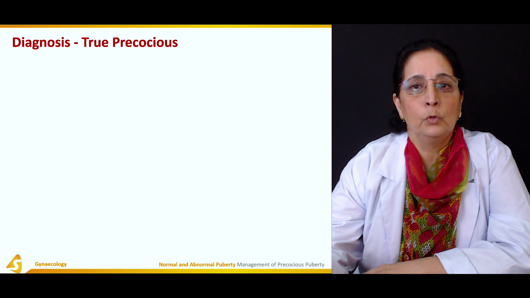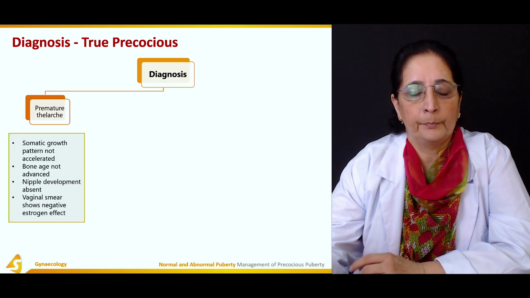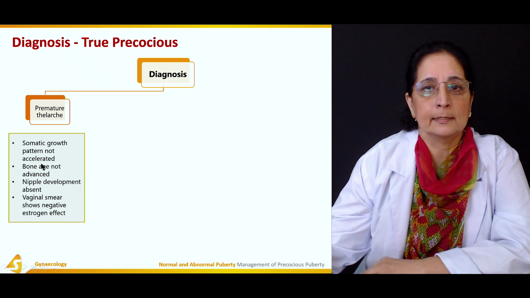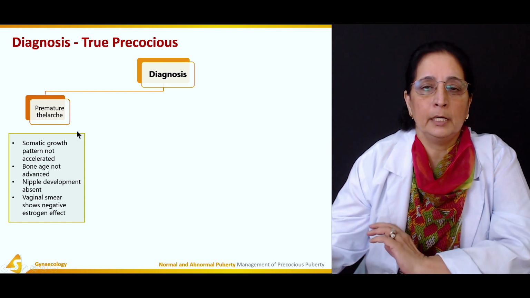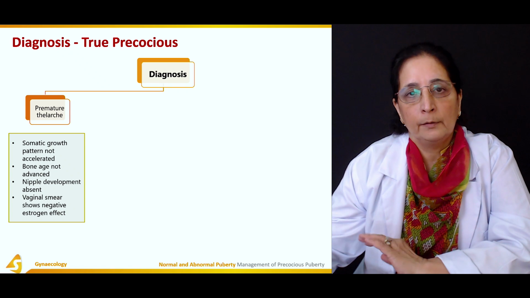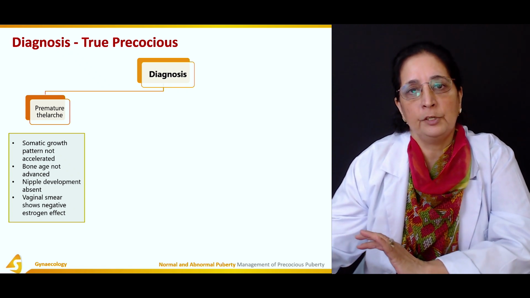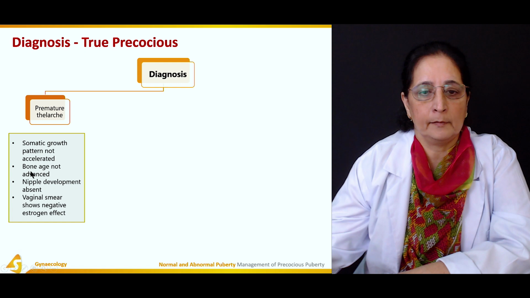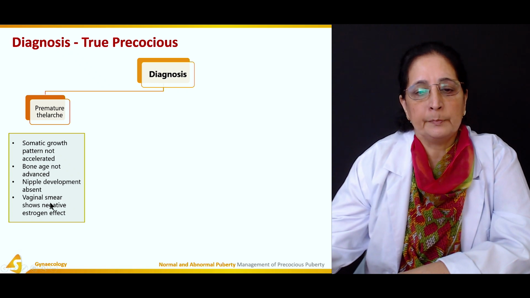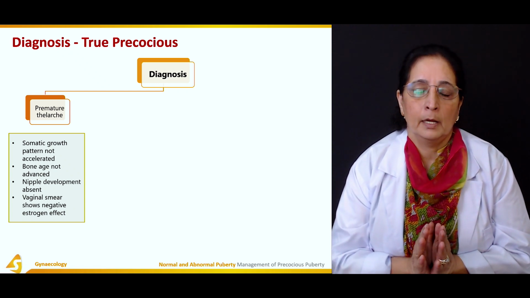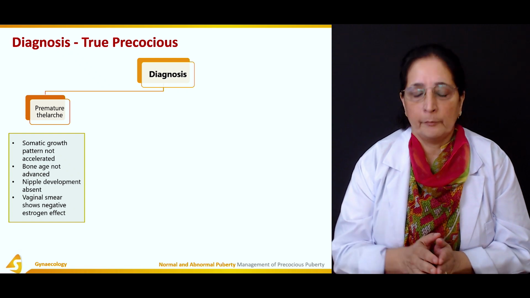The differential diagnosis of true precocious puberty includes premature thelarche, where usually the somatic growth pattern is not accelerated. In premature thelarche there is only the growth of breast tissue, no other signs or features of puberty are present. So somatic growth pattern not accelerated, bone age not advanced, nipple development absent, vaginal smear shows negative estrogen effect. So in premature thelarche, there is only growth of the breast tissue.